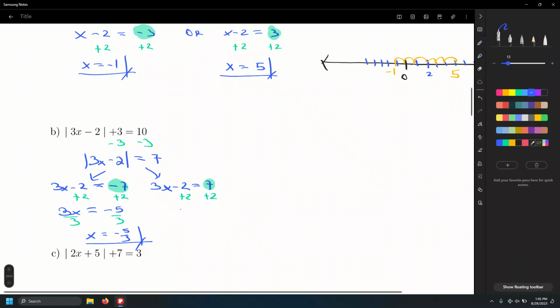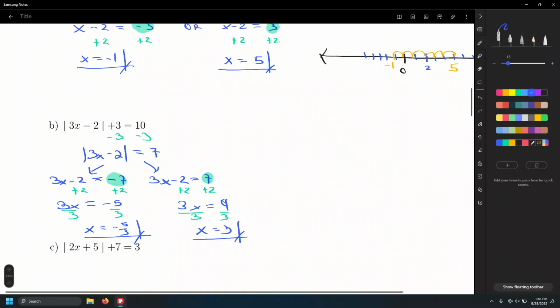And then over here, that's 3x equals 9. And then divide both sides by 3. And that equals x equals 3. So two solutions. And these are the two solutions that we will input on MyMathLab, separated by comma. Well, you'll see the instructions in the program when you get to it, right?